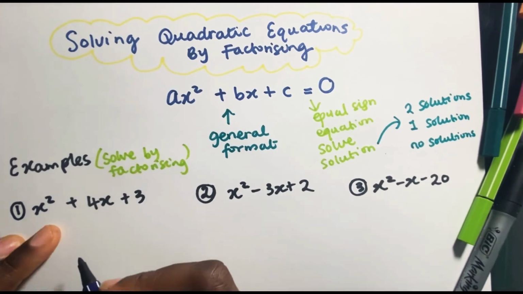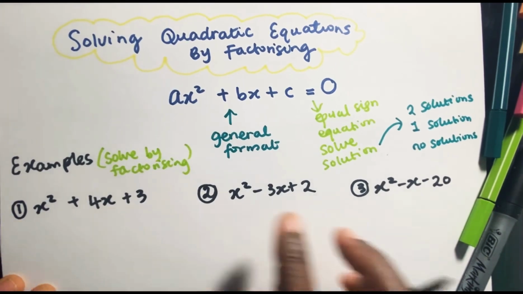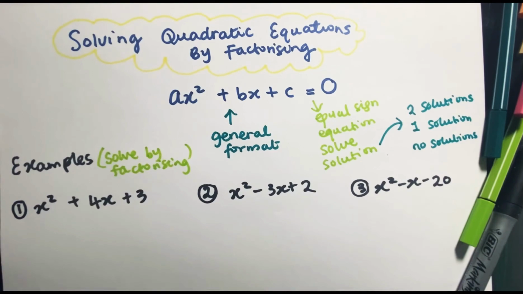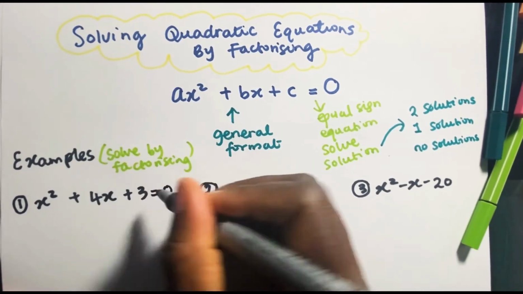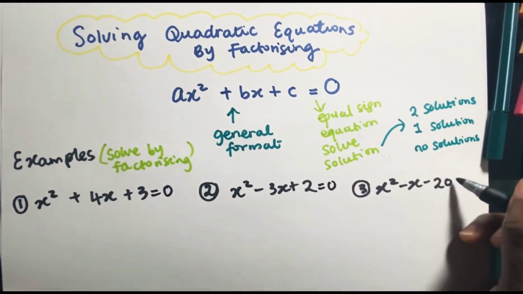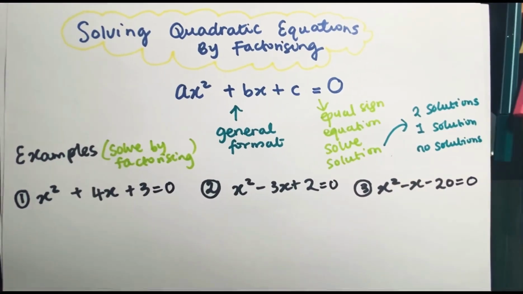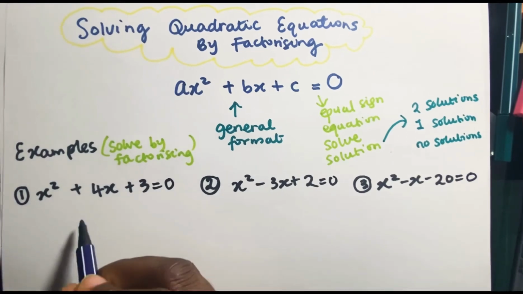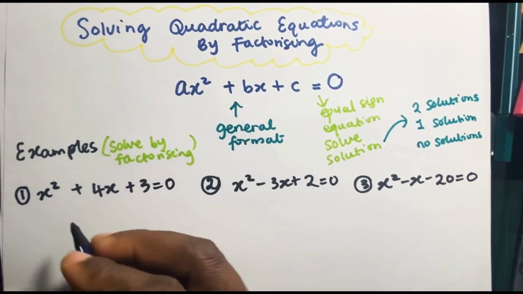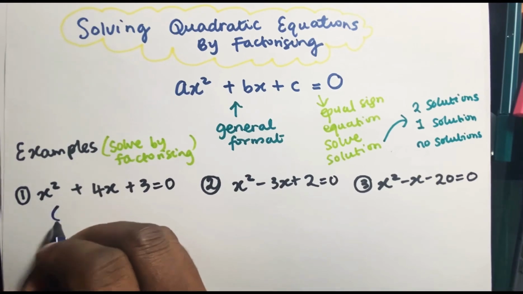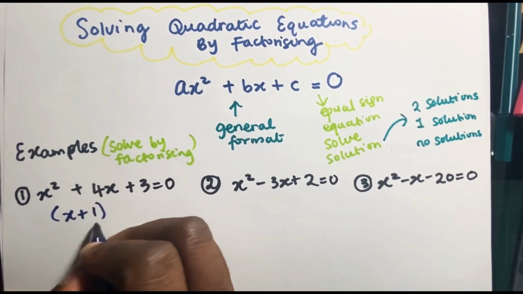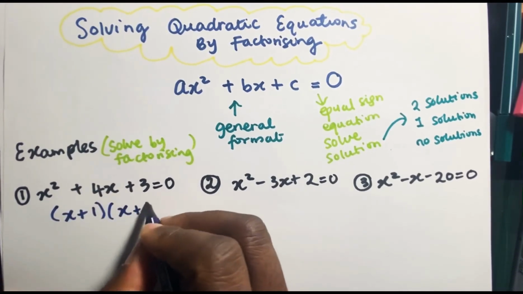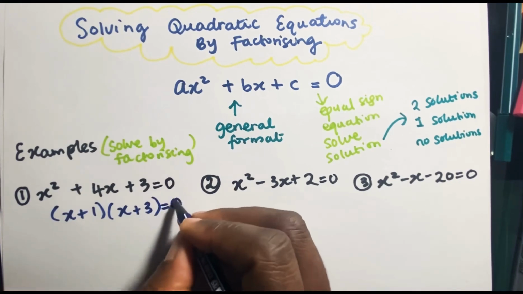So if we factorize x squared plus 4x plus 3, I need to put some equal signs to make them equal 0. If we factorize x squared plus 4x plus 3, we're going to have x plus 1 times x plus 3 is equal to 0.